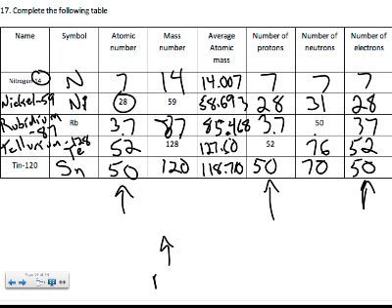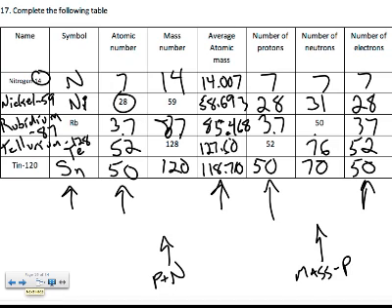Okay, so protons, electrons, and atomic number are all equal. Mass number is protons plus neutrons. The number of neutrons is mass minus protons. And the atomic mass, the name, and the symbol all come from the periodic table.